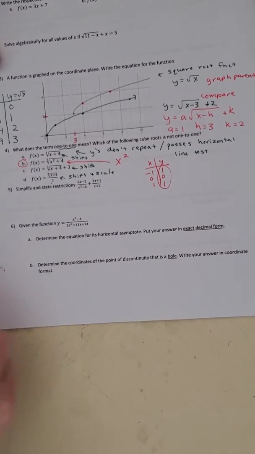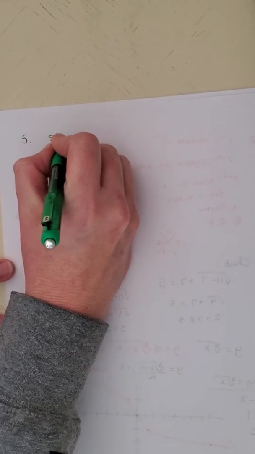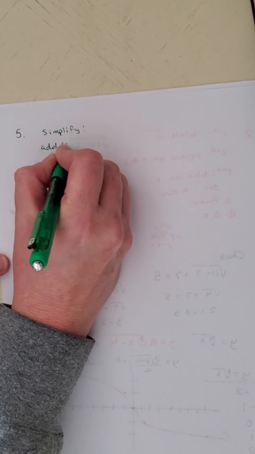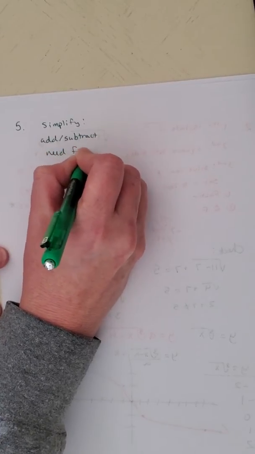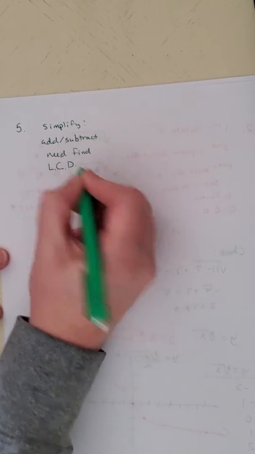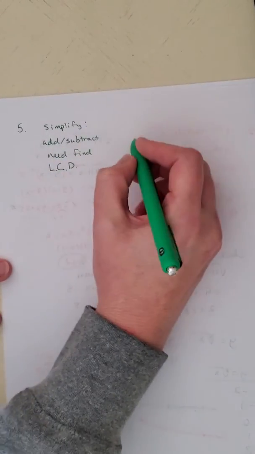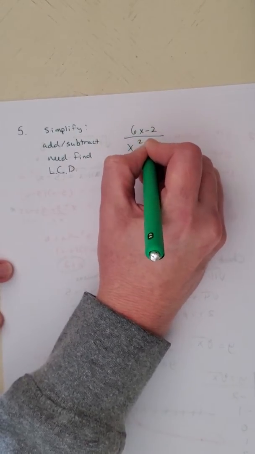All right, welcome back. We're on number 5. It says simplify and state restrictions. Okay, so when we simplify rational functions, it depends if we're adding and subtracting. To add and subtract fractions, you need to find the greatest common denominator, or the least common denominator. So to find the LCD, we need to look at our function and factor the denominator.